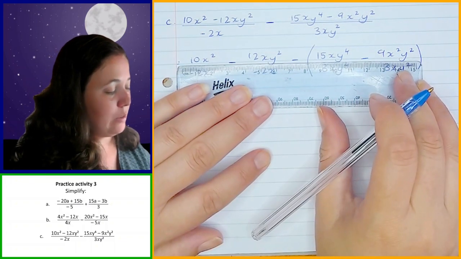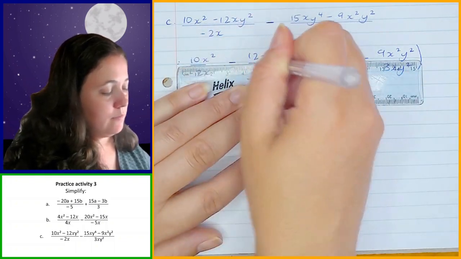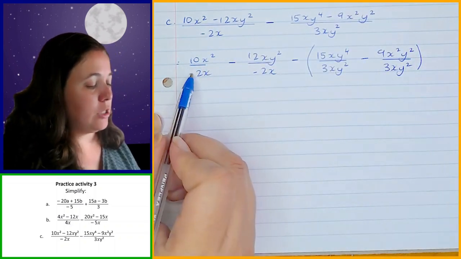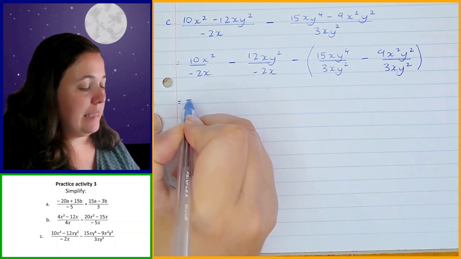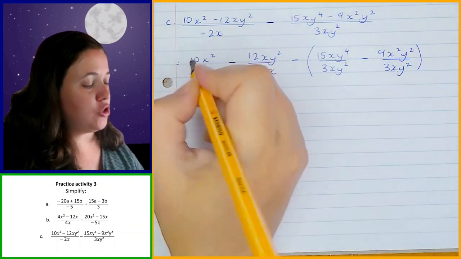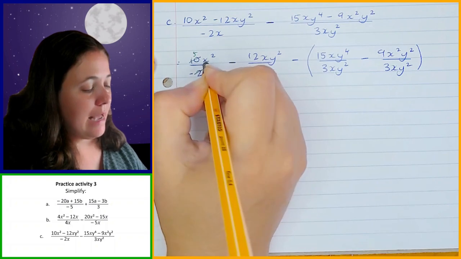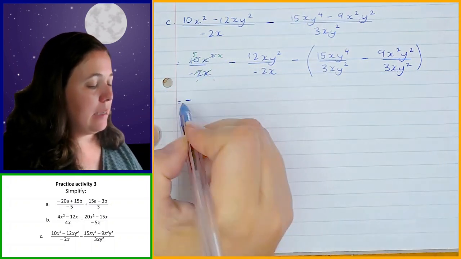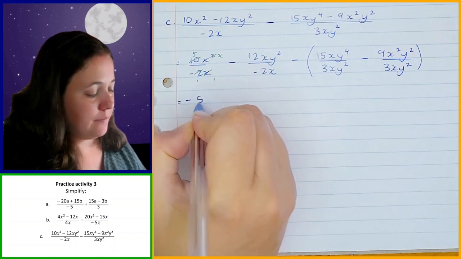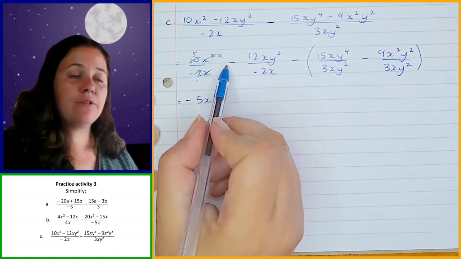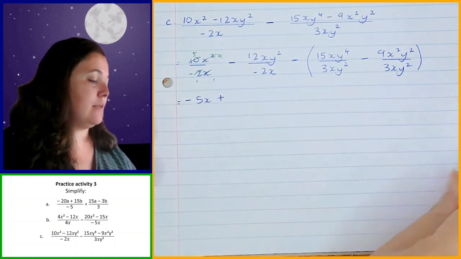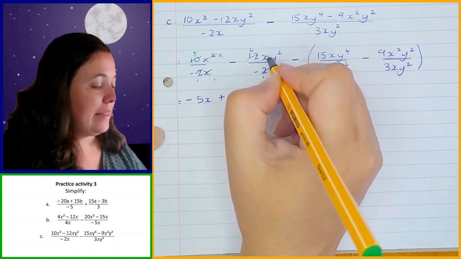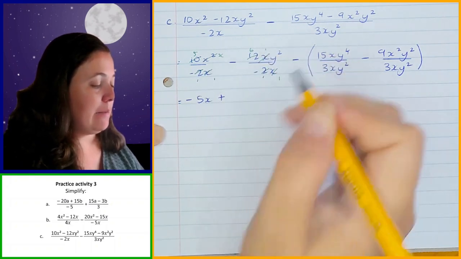And now we need to go and simplify all of our fractions. So the first one, I've got a positive divided by negative, that is negative. 10 over 2 is 5, and x squared over x is x over 1. So that gives me negative 5x. Then I've got a negative divided by a negative is plus. 12 over 2 is 6 over 1. The x's cancel, and I'm left with y squared over there.